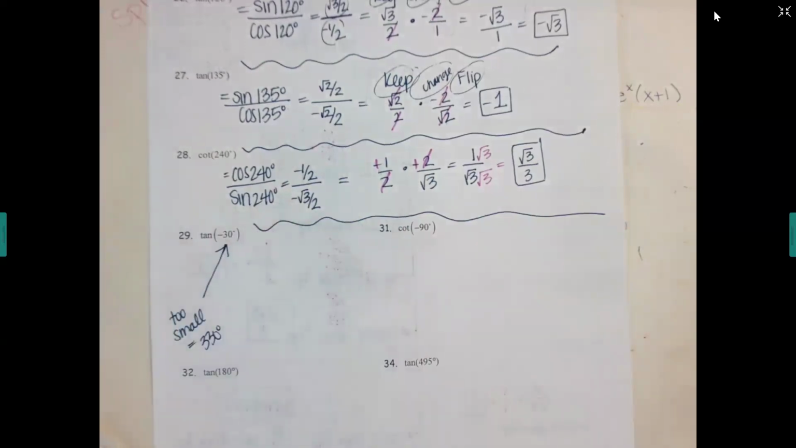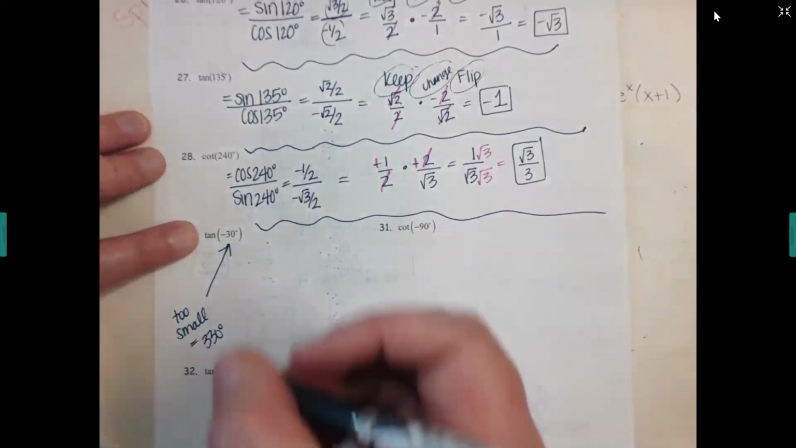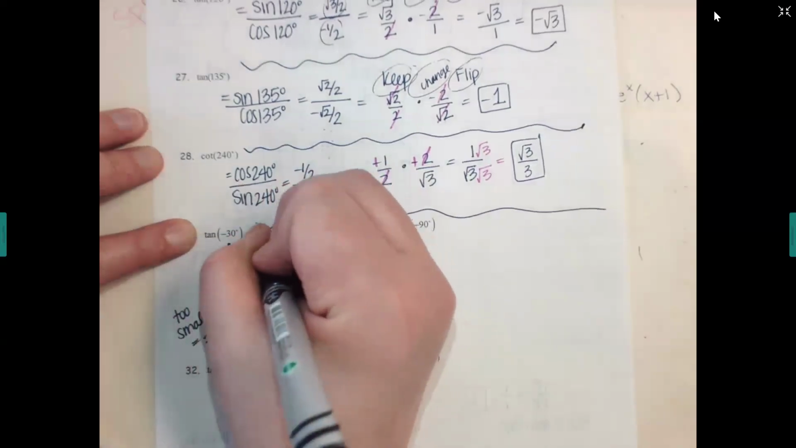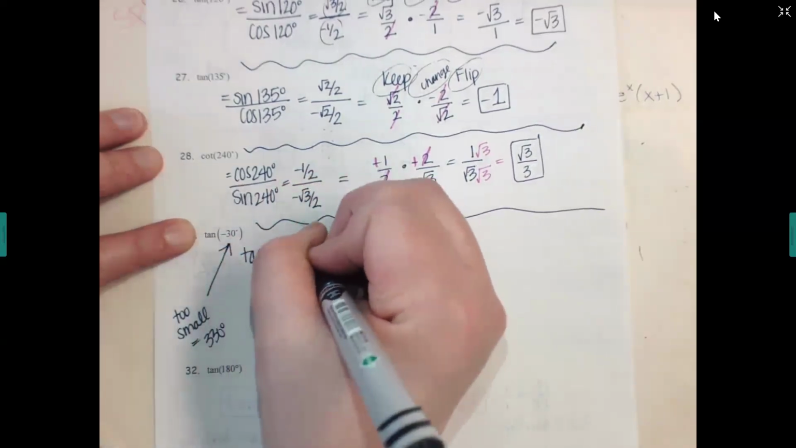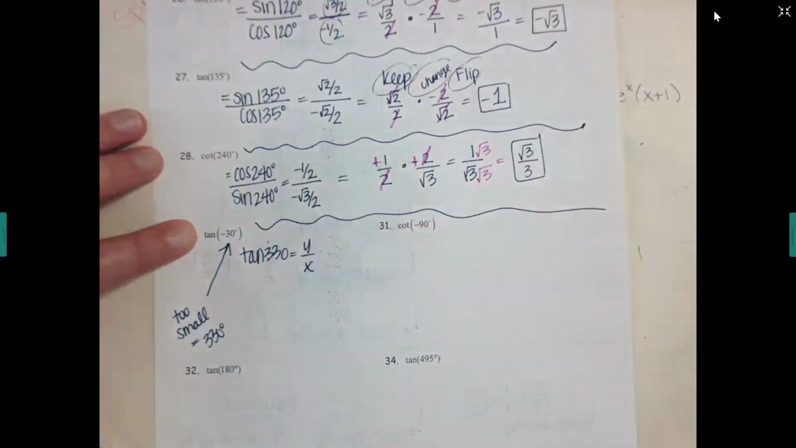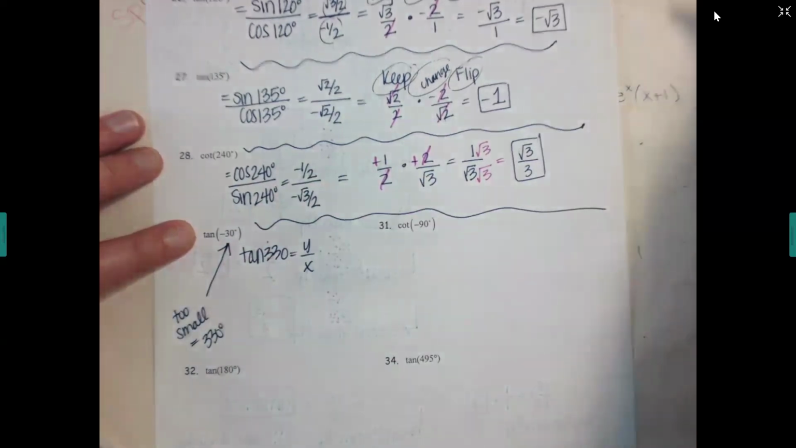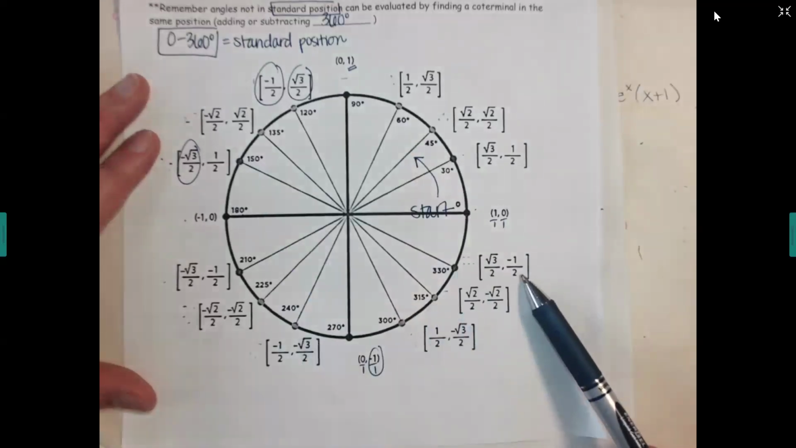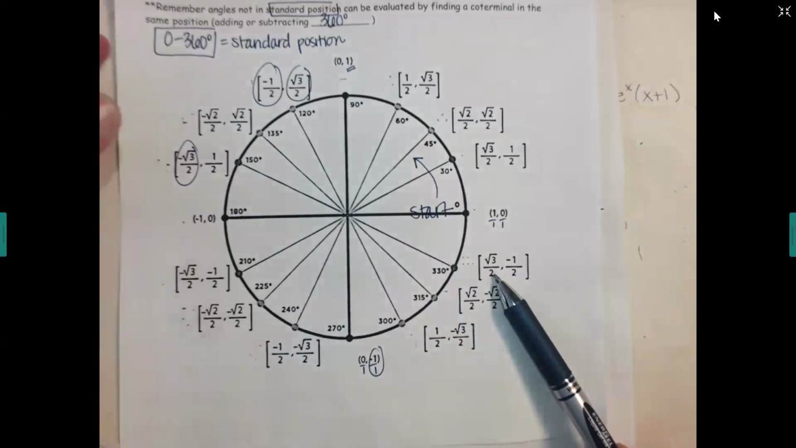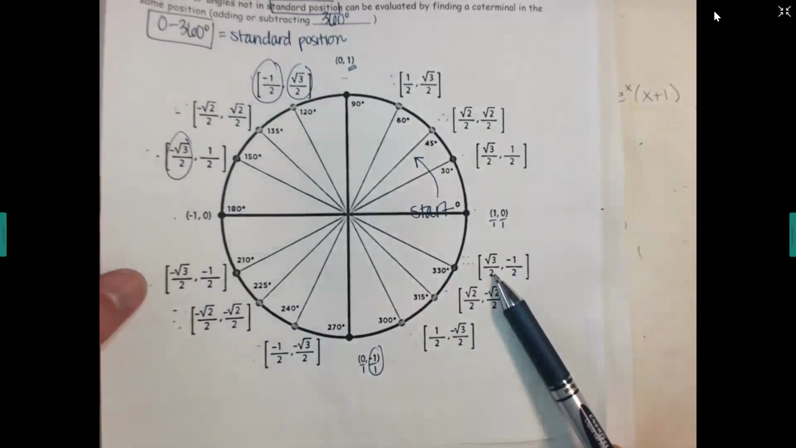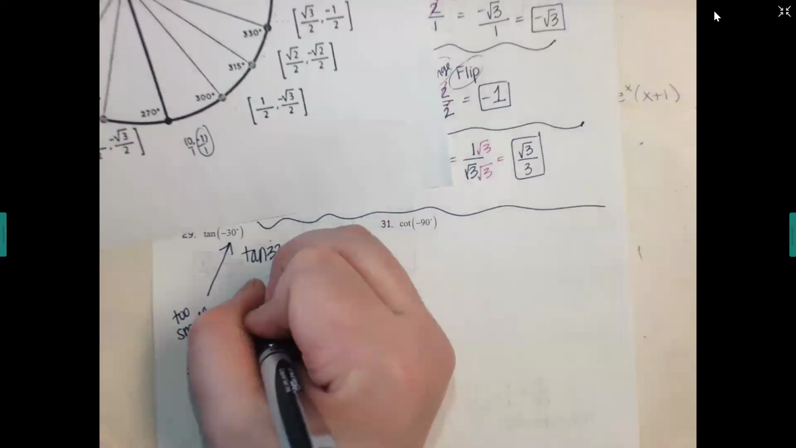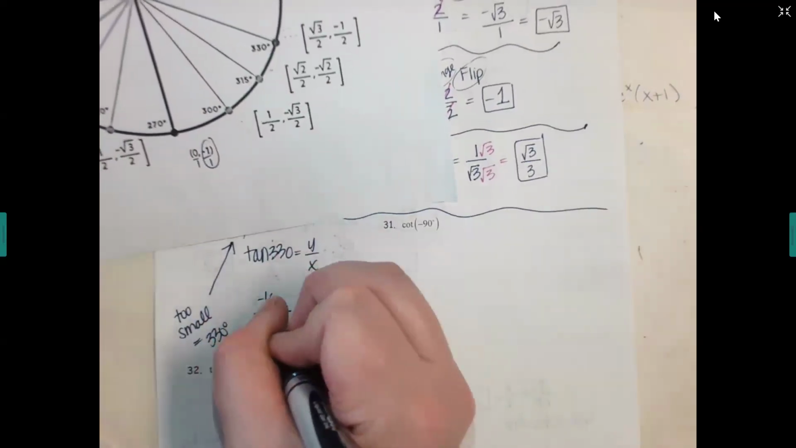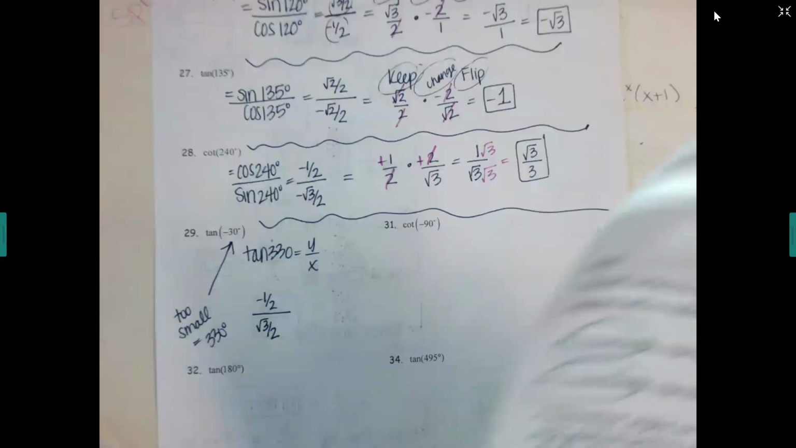Then I also notice that I want tangent. Remember that tangent of 330 is going to be y over x, versus if it was cotan, I would do x over y. So let's find 330 degrees on our circle. Y over x. 330 is here. My y is a negative 1/2 over my x is a root 3 over 2. So negative 1/2 over root 3 over 2.